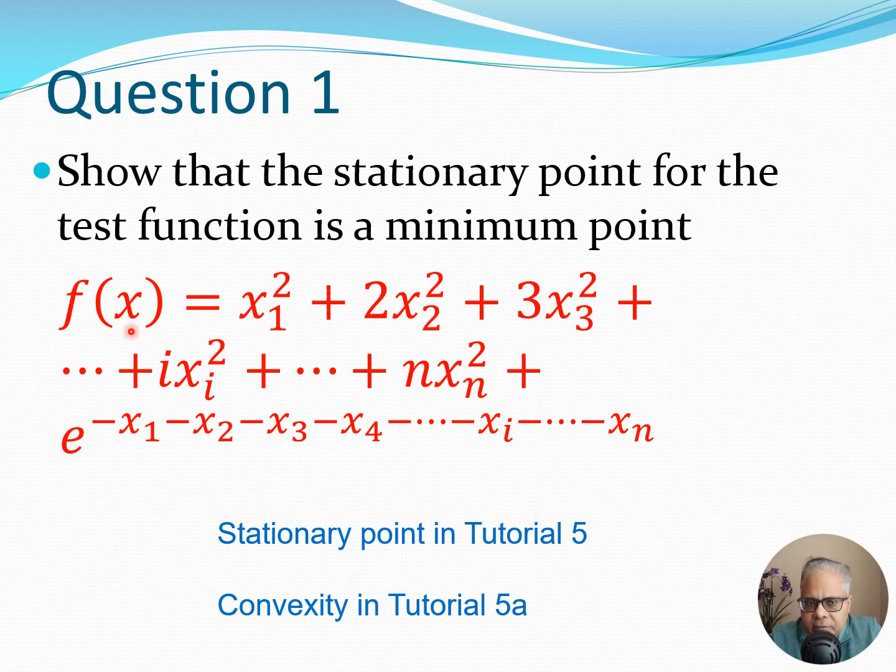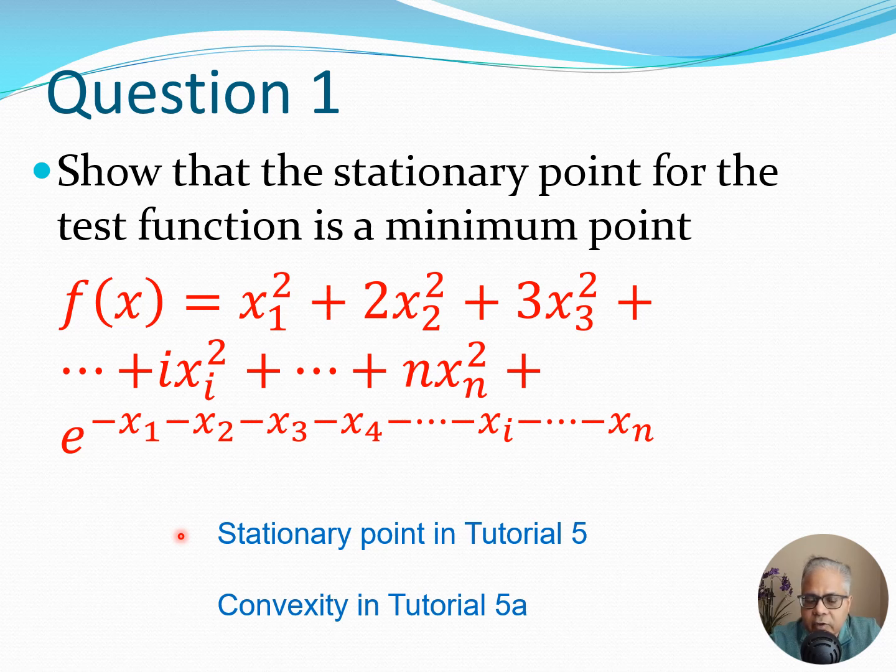So again the function which we are looking at is f(x) is x1 square plus 2x2 square plus 3x3 square all the way to i xi square and then all the way to n xn square. So this is part of the function, and the second part is plus e to the power minus x1 minus x2 minus x3 all the way to minus xn. So essentially this is the function which we are going to use at many points in this particular course for checking out different numerical methods, for example the gradient based methods and so on.